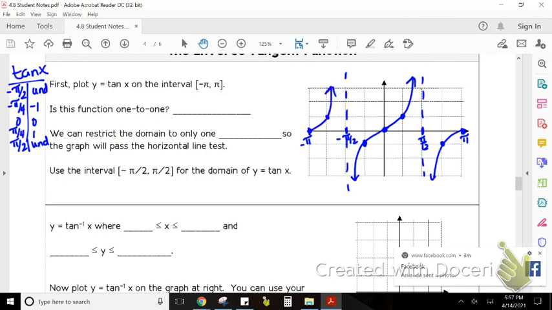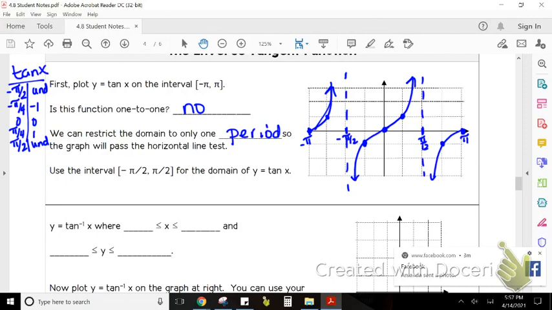Alright, so there's our graph. And so we can see that, is this function 1 to 1? No. Right here, when I just do that horizontal line, it does not pass the horizontal line test. So no, it's not. So we're going to restrict the domain to only one period, so that the graph will pass the horizontal line test.